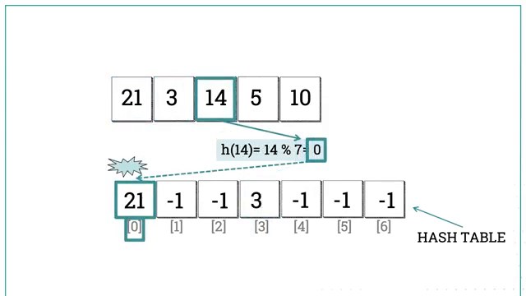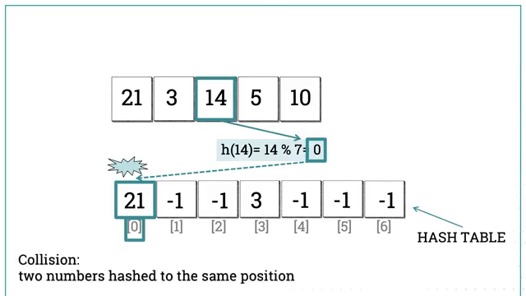And now we have a problem with number 14. Number 14 should be stored in position 0, but position 0 is already used by number 21. This situation, where 2 numbers are hashed to the same position, is known as a collision. In this case, numbers 21 and 14 have collided in position 0.